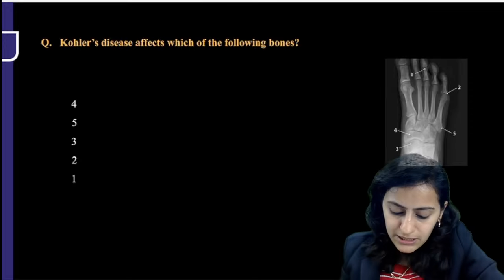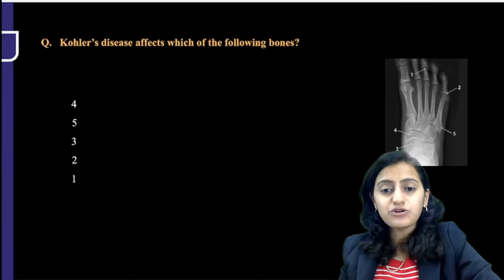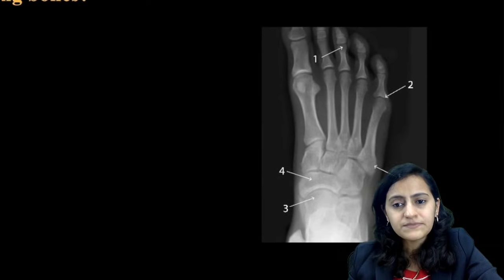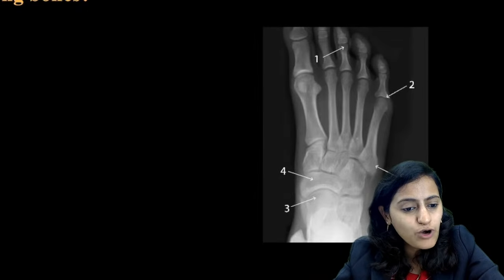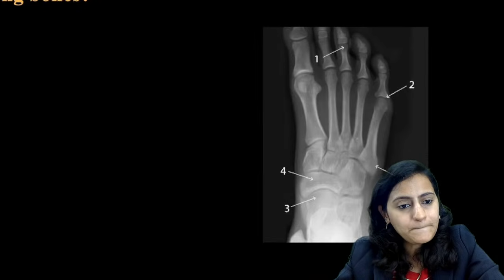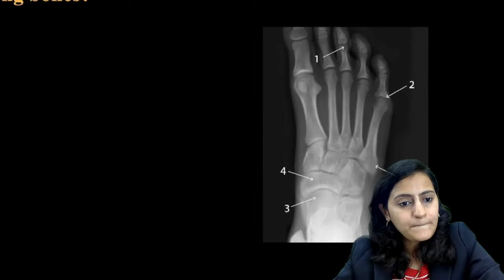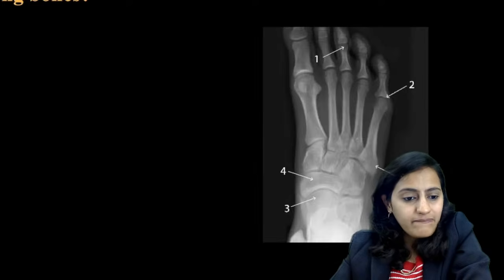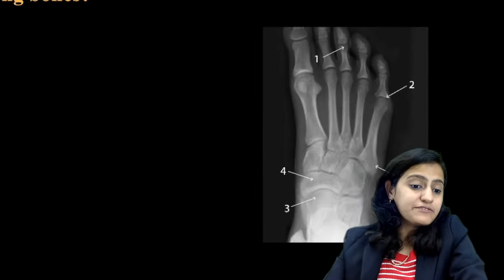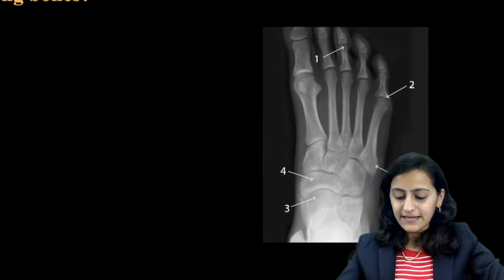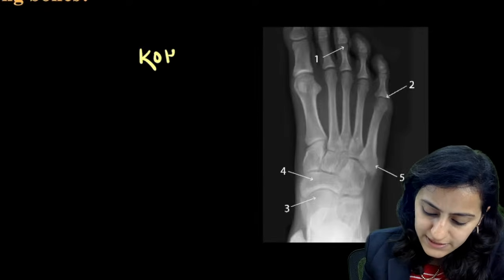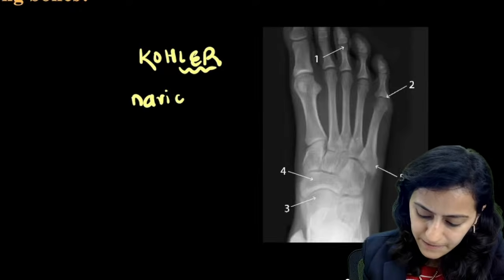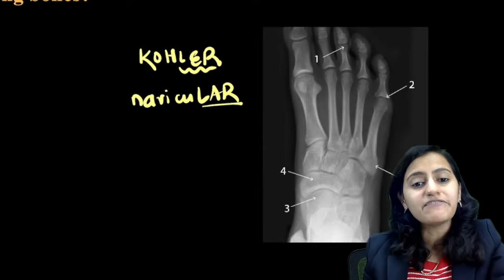Next question here. Kohler's disease affects which of the following bones? 1, 2, 3, 4, 5. Is it 3? Is it 4? Majority of you are right, correct. Remember that Kohler's, when I write Kohler's, it is rhyming with navicular. Okay, Kohler is rhyming with navicular.